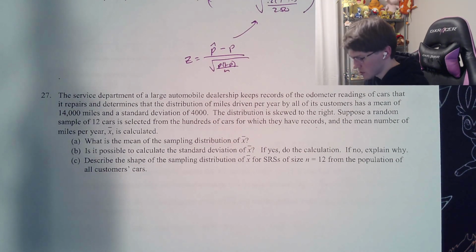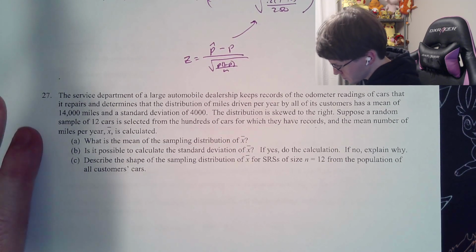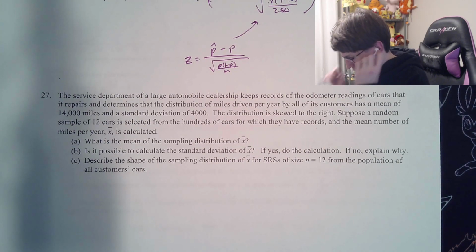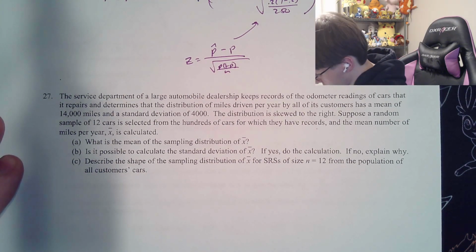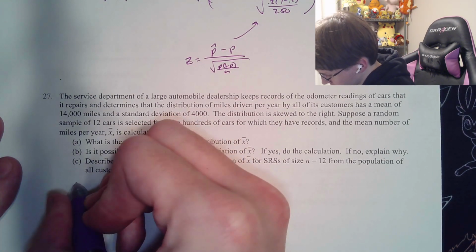Number 27. The service department of a large automobile dealership keeps records of the odometer readings of cars that it repairs and determines that the distribution of miles driven per year by all of its customers has a mean of 14,000 and a standard deviation of 4,000. So the distribution is skewed to the right. Suppose a random sample of 12 cars is selected from the hundreds of cars they have records for, and the mean number of miles per year is calculated. What is the mean of the sampling distribution?